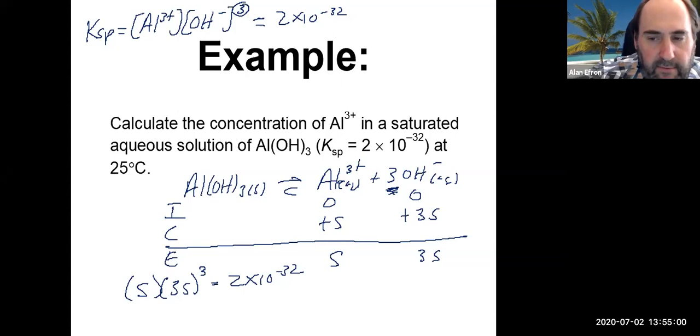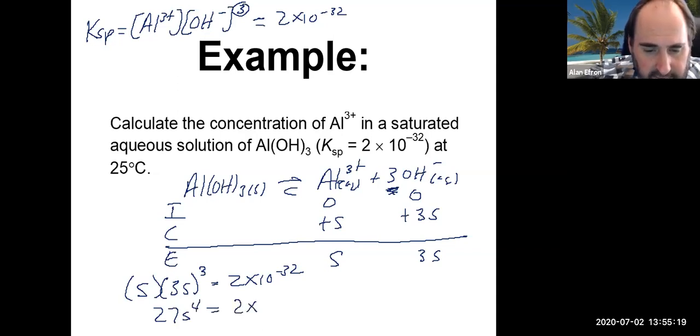So we need to do some cubing there, and something that people sometimes do mess up on is the part where you actually do need to cube the number. So that's going to give us 27S to the 4th equals 2 times 10 to the minus 32. So very, very common. People will cube the S part, forget about the number. So again, 3 times 3 times 3 is 27.